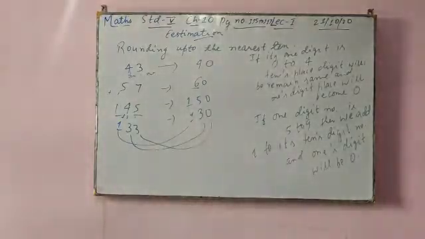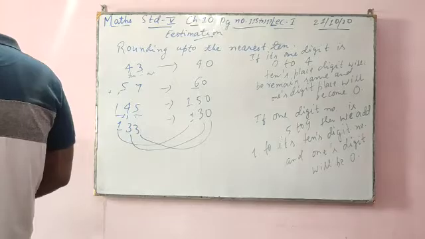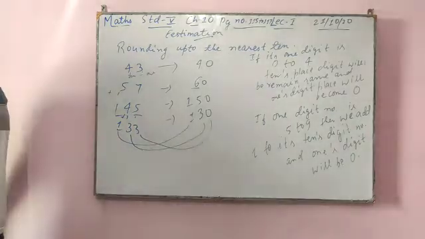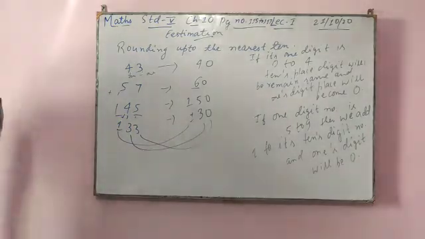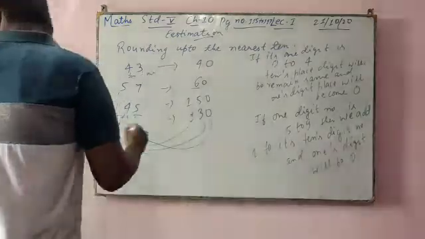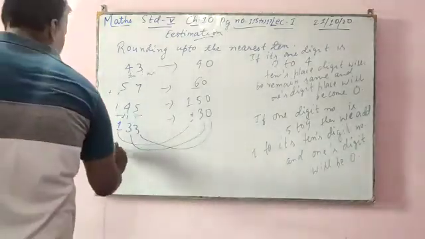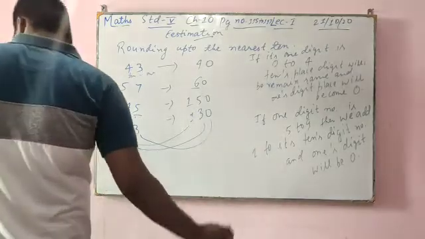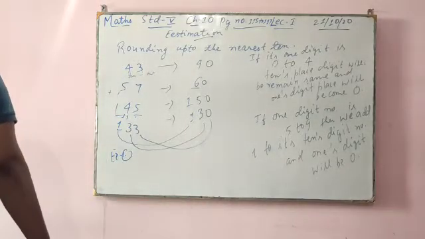Okay, students, I hope whatever I have explained, you have understood. It's very easy, nothing to do. Only keep in your mind the one's digit and the tens digit. So we will see some questions also. I have already there is example number 1.